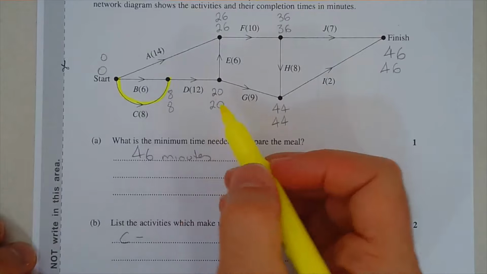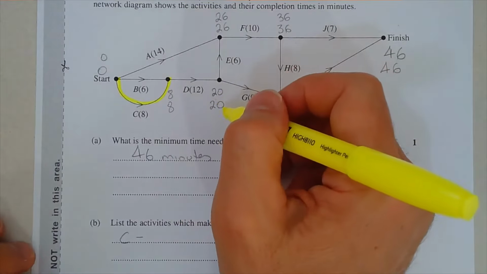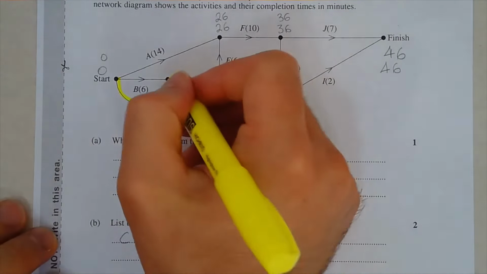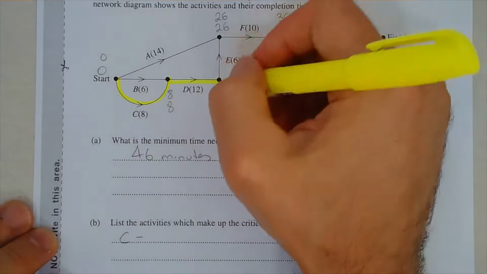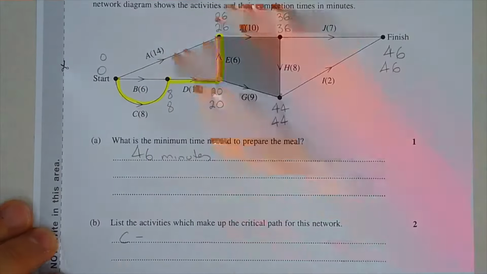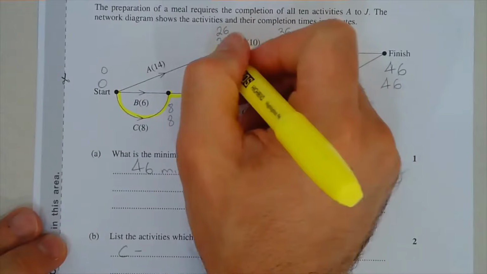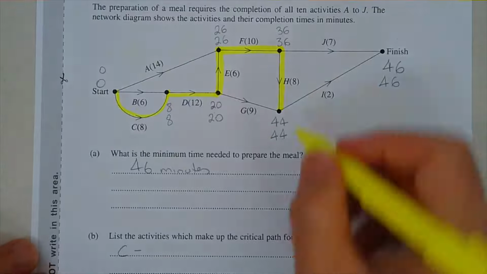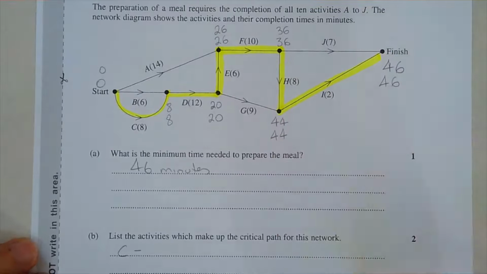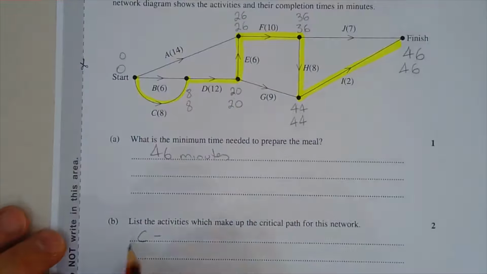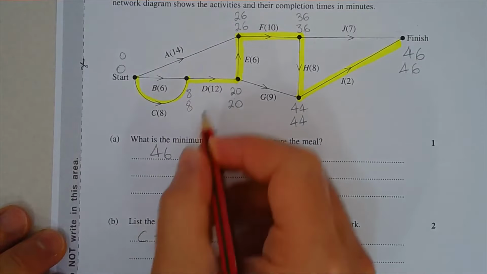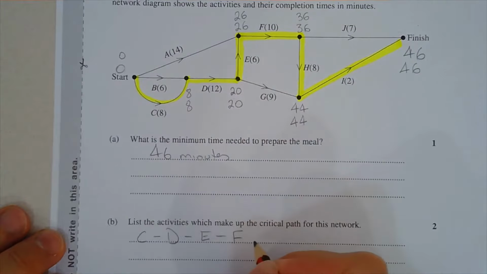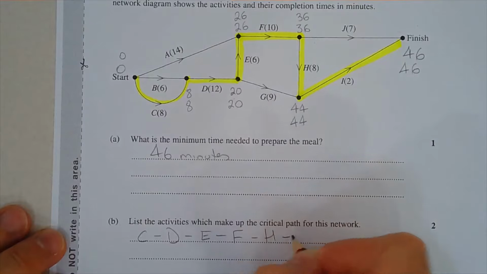Basically, you're looking for where the earliest start time and the latest start time are identical. So the 2 numbers are, in fact, the same. So activity D through activity E, through activity F, through activity H, and then through activity I. So it's C, D, E, F, H, and I.